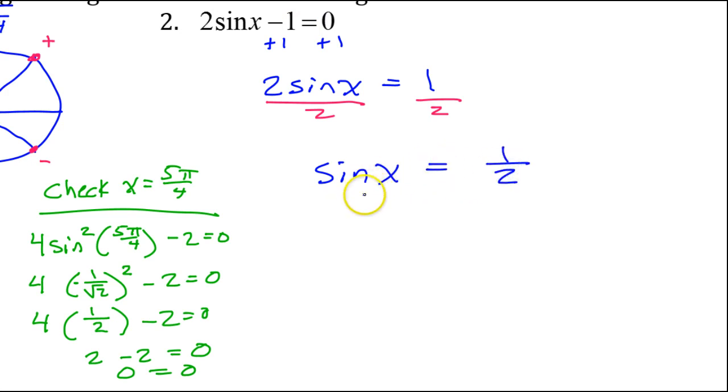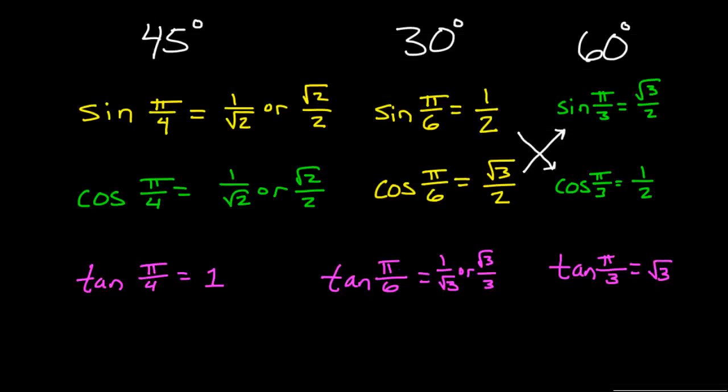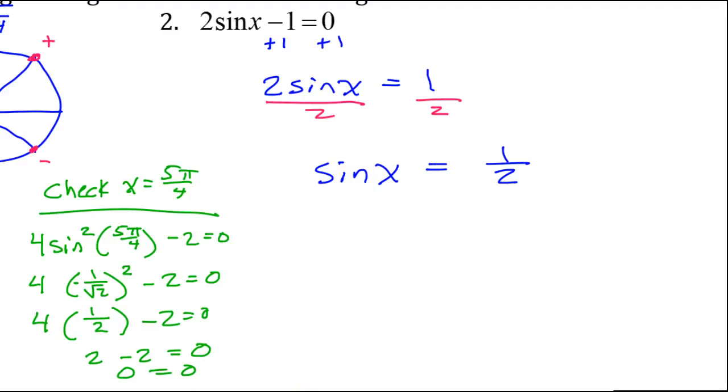So now we ask ourselves, all right, the sine of what angle is going to equal 1/2? Okay, and we've memorized this. The sine of pi over 6 is 1/2, so we should have that memorized. But that just tells us the reference angle. That's not the only answer. So right now we know that the reference angle is pi over 6.